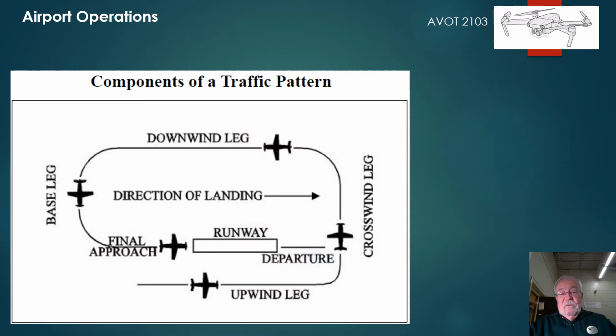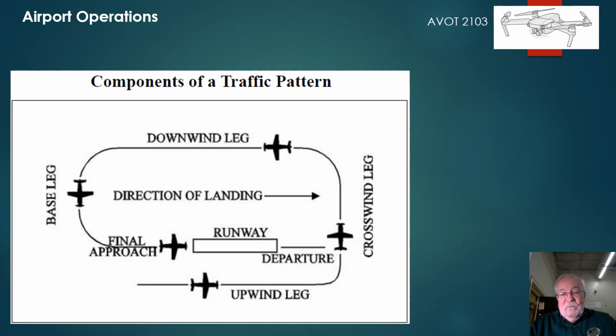Here's the nomenclature of the traffic patterns, right? Left-hand turns are standard. So whatever the number of the runway is, you just turn this whole chart around depending on the runway. And those are the things.